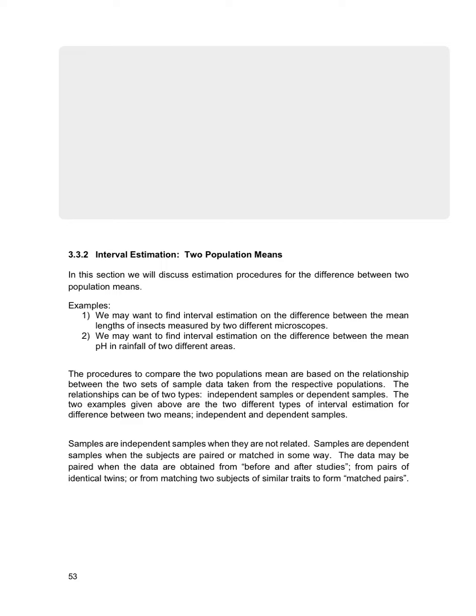As I mentioned before, the relationship can be of two types: independent sample or dependent sample. The two examples given above are two different types of interval estimation for the difference between two means, independent and dependent samples. So what do we mean when samples are independent? Independent here means they are not related.